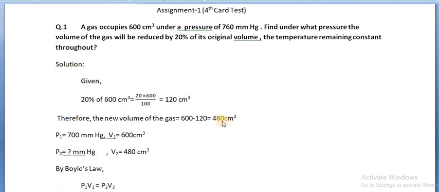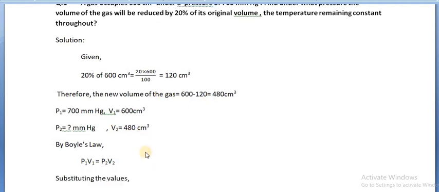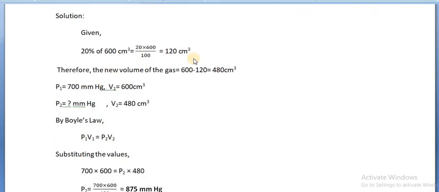Now we got the new volume. Now from the question, the volume that is given is V1, initial volume 600 centimeter cube, and at a pressure of 760 millimeter mercury is P1, that is initial pressure. After that you are asked to find under what pressure. That means you need to find the value for P2, and what else is we calculated V2. So this is the final new volume of the gas, V2, 480 centimeter cube, and a condition has been mentioned that the temperature remains constant. That means we can apply Boyle's law over here.